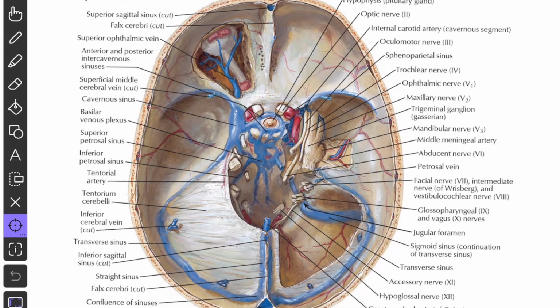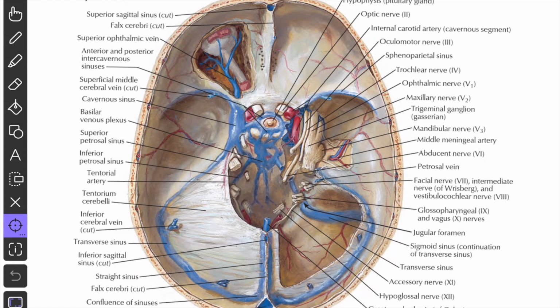So we'll see what the tributaries of the transverse sinus are. The first tributary is the superior petrosal sinus. The second one is the inferior cerebral vein, which opens into the transverse sinus, and the inferior cerebellar veins also open into the transverse sinus, and the posterior temporal diploic vein. The posterior temporal diploic vein also opens into the transverse sinus.